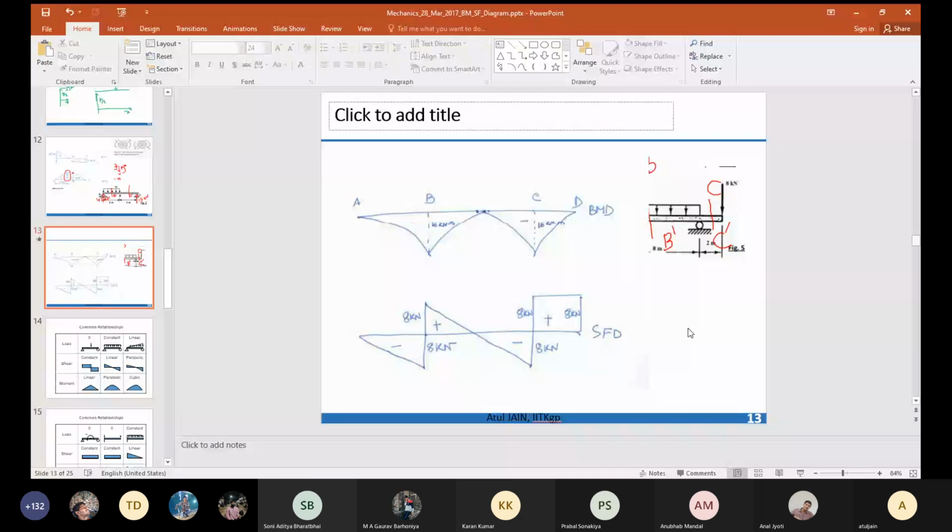Question 10, Tanmay. 10 is done? So 5 done. After 5, go to 10. 5 and 10 are very similar. Just a question of practice.